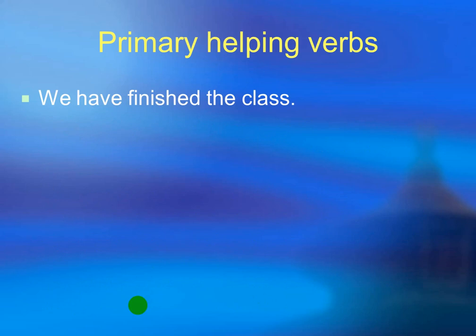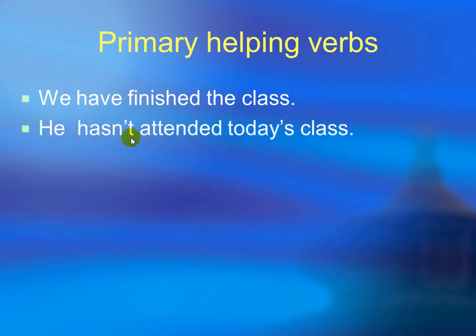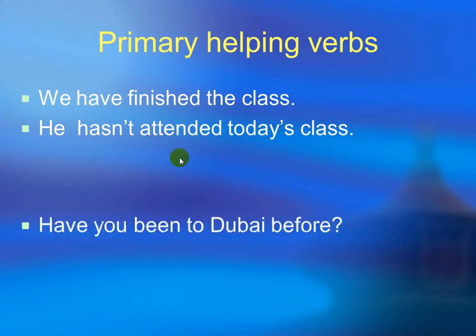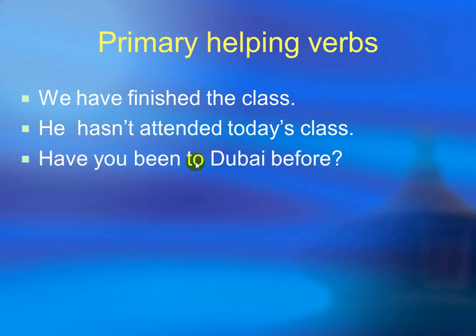هنا examples على استخدام verb to have as a helping verb. We have finished the class. هنا زي ما انتم شايفين زمن مضارع تام نستخدم have مع التصريف الثالث. طبعا مهم جدا يا شباب نعرف ان have وhas وhad ما يجي بعدهم غير التصريف الثالث فقط، سواء جملة مثبتة affirmative، سواء نفي negative أو استفهام questions. Number one, we have finished the class. Number two, he hasn't attended today's class. Number three, have you been to Dubai before?